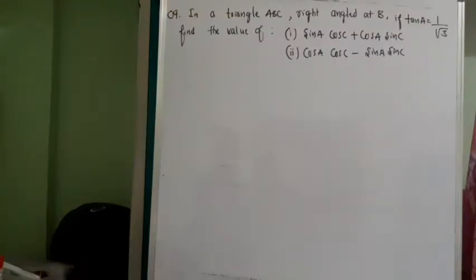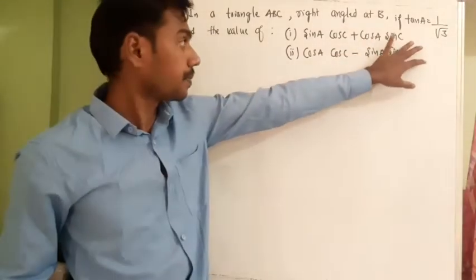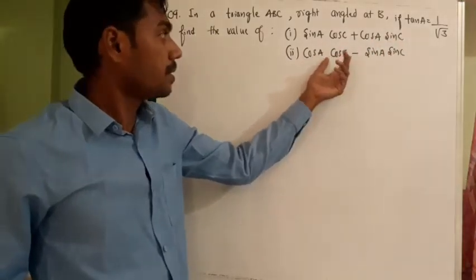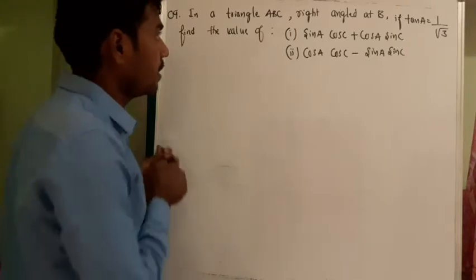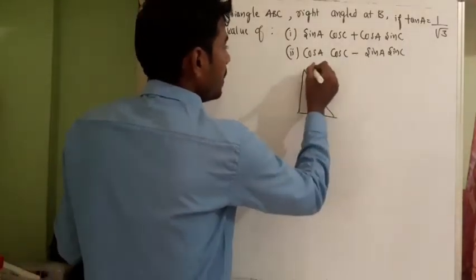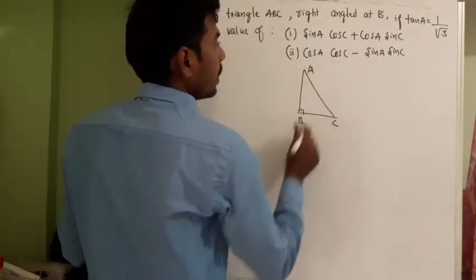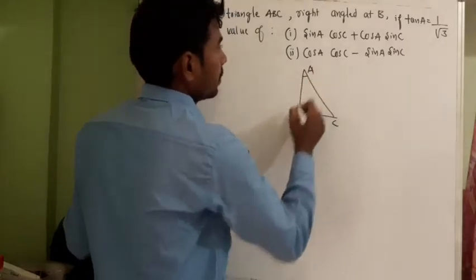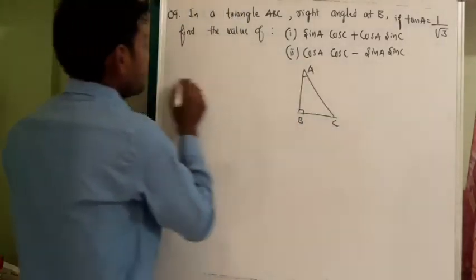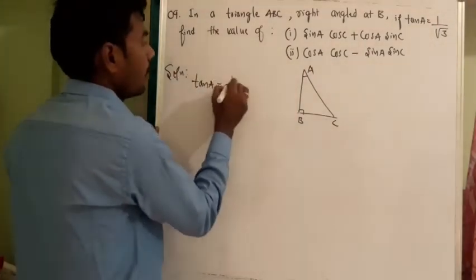Ninth question: if in a triangle ABC, right angled at B, tan A is equal to 1 by root 3, find the value of sin A cos C plus cos A sin C. Next, cos A cos C minus sin A sin C. So if there is a triangle ABC, we'll note down the triangle ABC, right angled at B. What is given to us? Tan A is given to us. So tan A is equal to 1 by root 3.